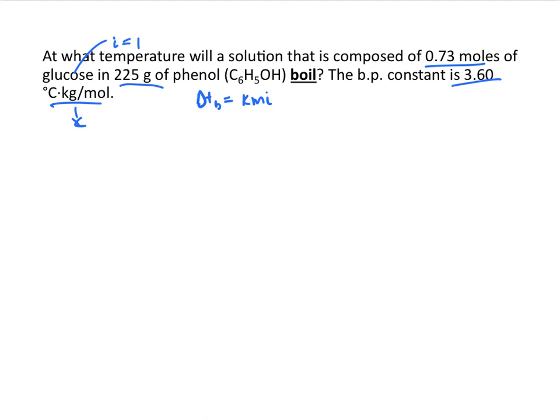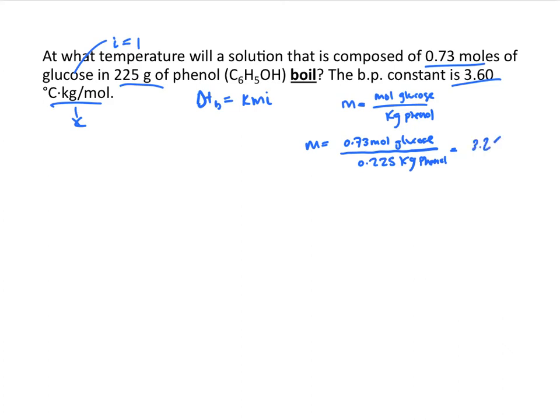So we need to figure out our M value. And remember, our M value is going to be equal to our moles of solute divided by our kilograms of solvent. So now that we have that relationship, we're going to plug in our values. We've taken our 0.73 moles of glucose and divided it by our kilograms of phenol. Notice we've converted our grams of phenol to kilograms. And this is going to give us 3.24 moles per kilogram as our molality.